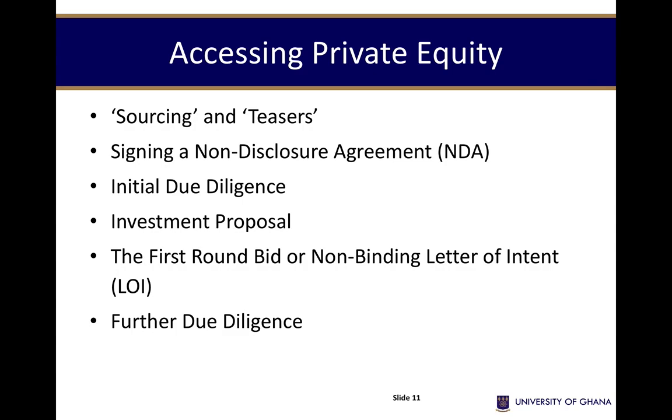Or in some cases where a firm would like a private equity firm to come in, they may get an investment banking firm to anonymously provide a teaser on them. So a firm that wants to get capital could get an anonymous teaser written on them to give a sense of who they are and what they offer. And once the sourcing or teasing is taken up, then we move on to the next stage of signing a non-disclosure agreement to put in the basic parameters.